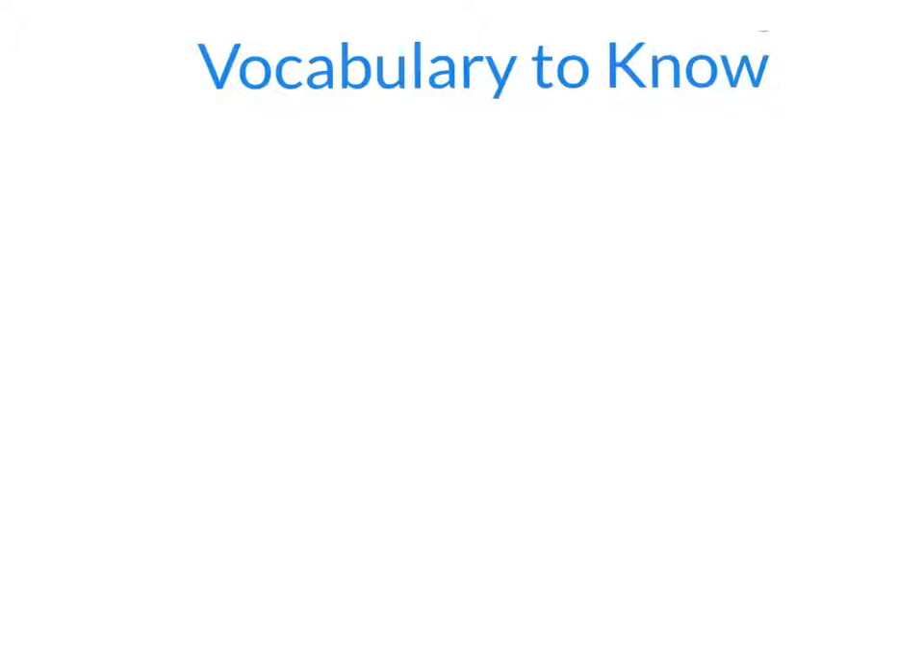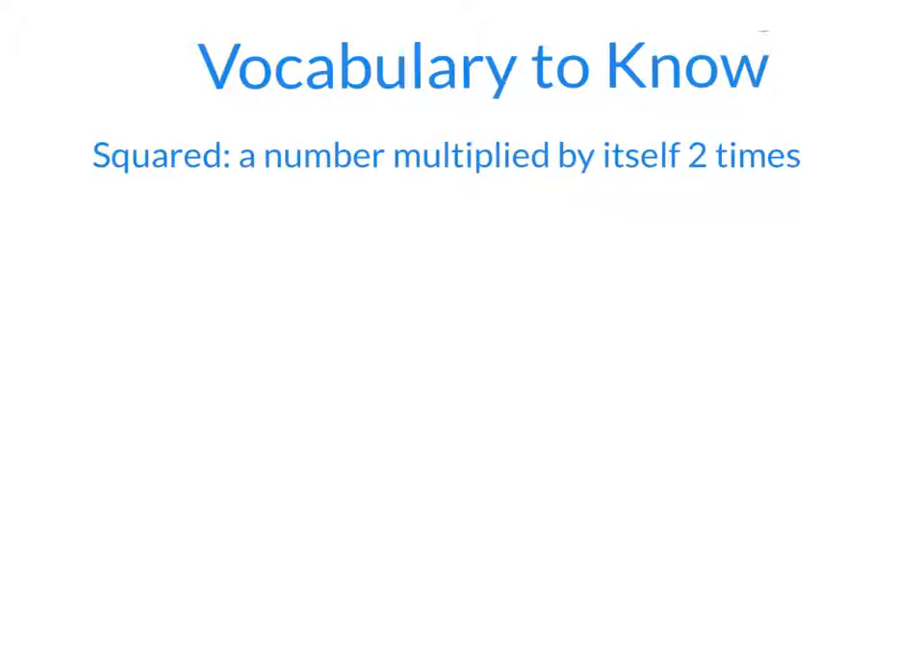There are some words you're going to hear a lot when you're working with exponents. So let's hear them. The first word is squared. Squared is a number multiplied by itself. So it would just be a number times itself 2 times. Here's an example. 3 squared. 3 times 3 would give you a product of 9.